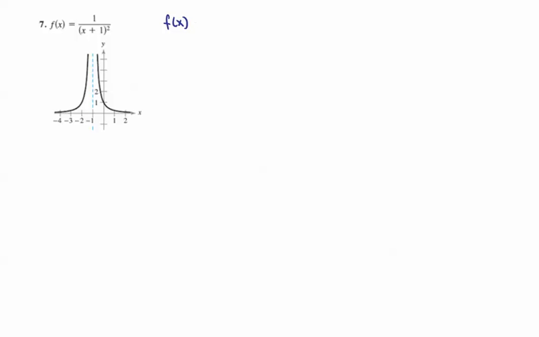F of x is 1 over (x plus 1) quantity squared, and I'll write that just as (x plus 1) to the -2nd. Find our first derivative. That is -2 times (x plus 1) to the -3rd. And we can tell from this right away that we get -2 over (x plus 1) to the 3rd.